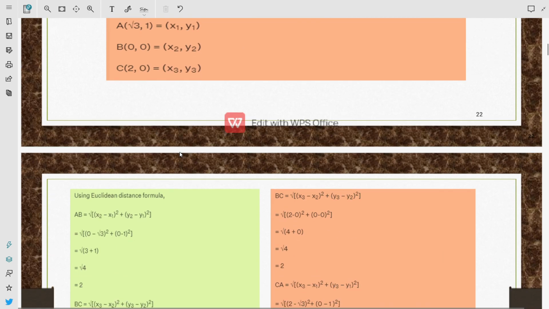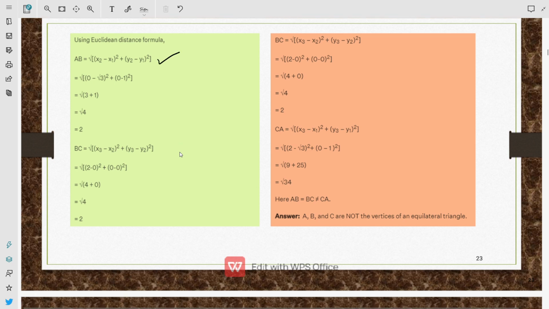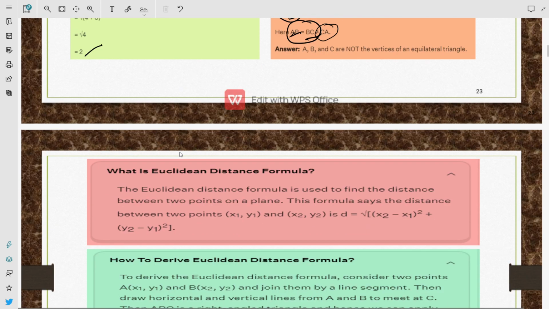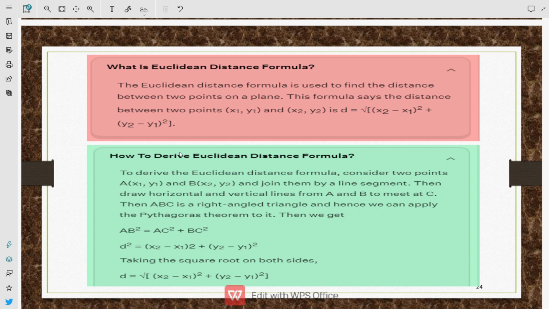See here, you just substitute everything in the Euclidean distance formula. You will get AB distance is 2 and BC distance is 2, and then CA distance is root 34. AB and BC have the same length, but CA differs. That's why the given points don't form an equilateral triangle. So these are important 2 marks questions which are going to be asked in your university examinations.